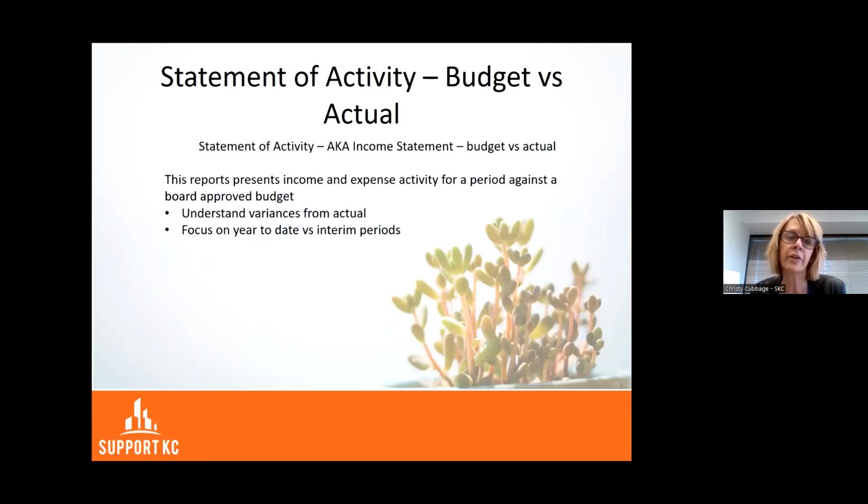So I always say focus on year to date or an annual budget versus interim periods. Sometimes you can go down a rabbit hole and say, well, why in June was it $3,000 over budget? When if you look at it compared to the annual budget, it's still in line. So be careful about just honing in on what's different than last year, or that it's $3,000 off compared to the budget that's showing just for the month.